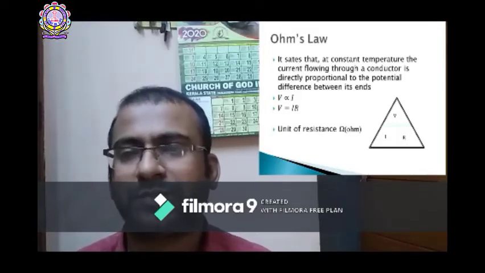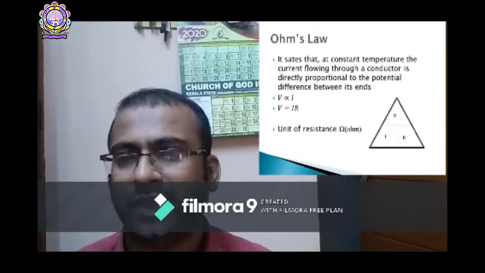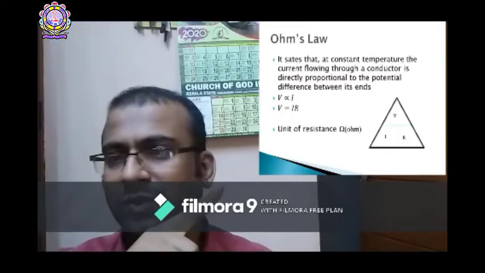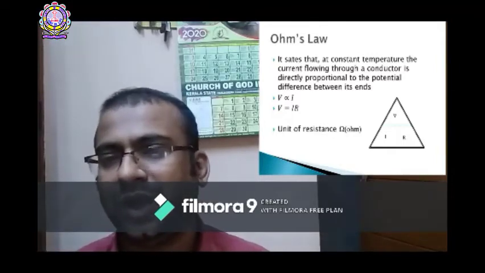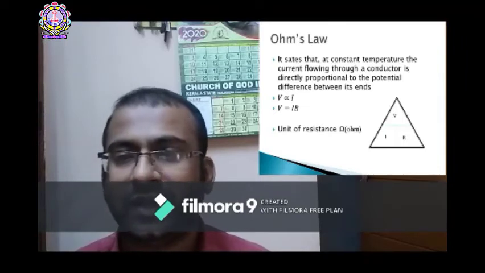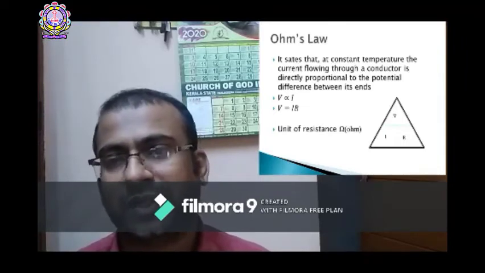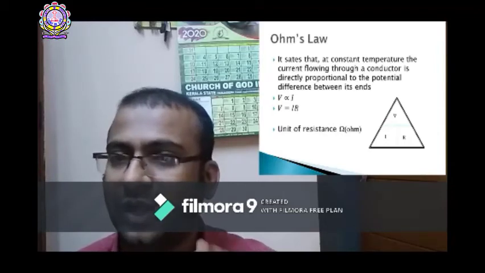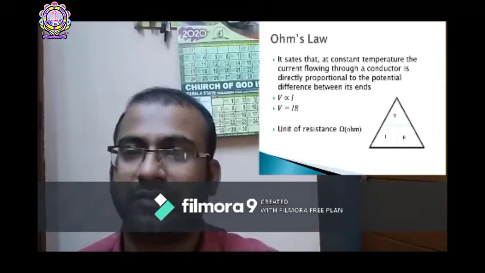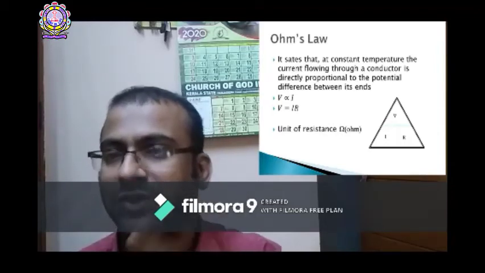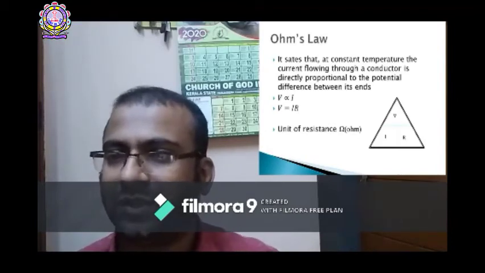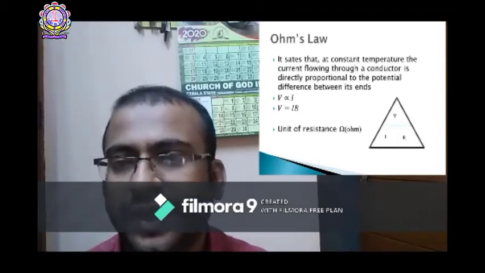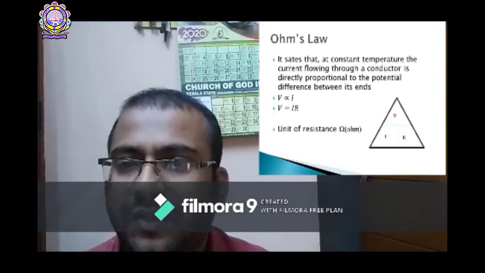So if we want to remove this proportionality sign, we have to insert a constant, and that constant is called R. So V is equal to IR, where R is the proportionality constant and it is called the resistance of the conductor. Please note, resistance of the conductor. Please remember that conductor. We have to discuss something in the coming session.